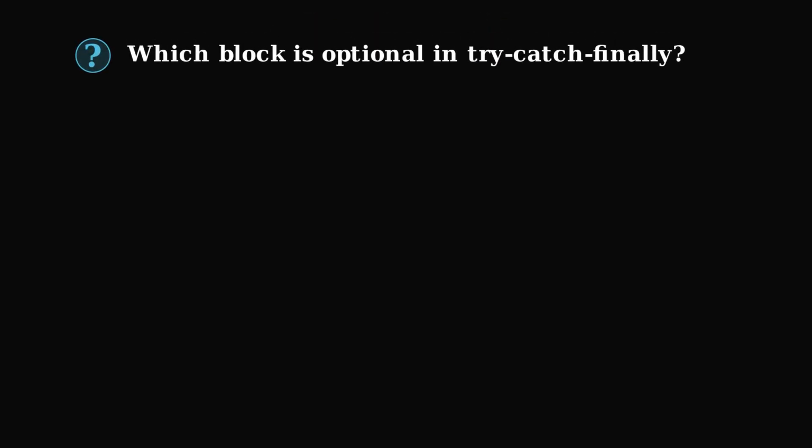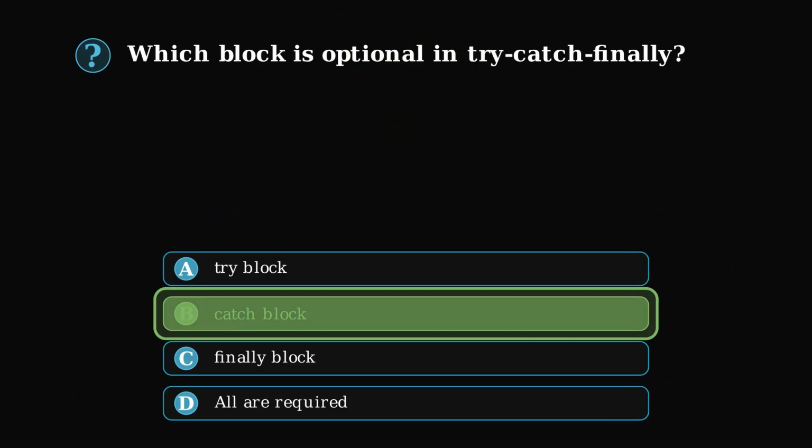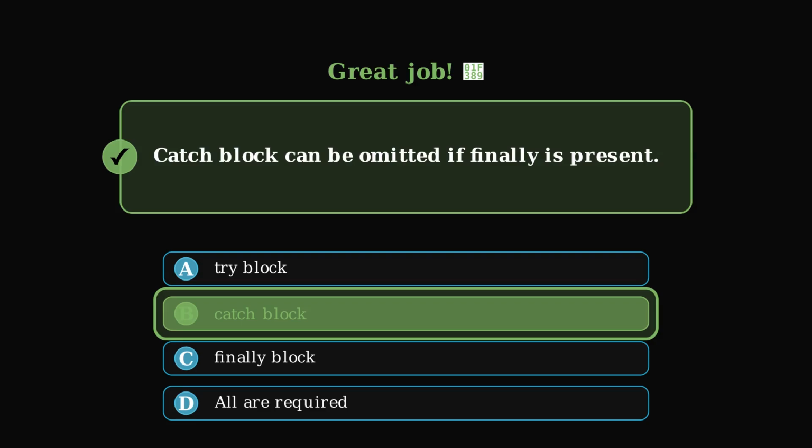Which block is optional in try-catch-finally? Which one is correct? The correct answer is catch block can be omitted if finally is present.